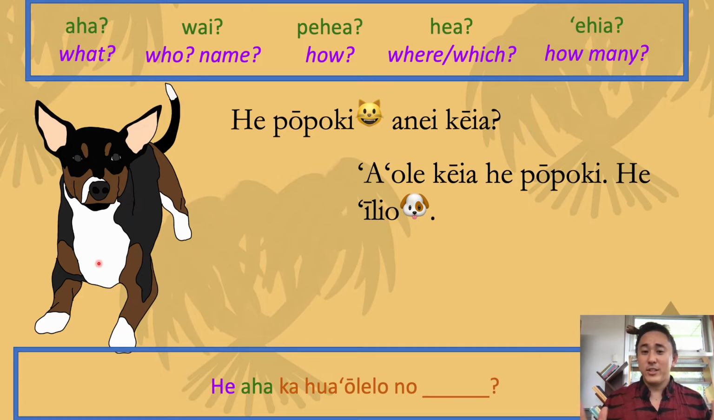And for you guys, just make sure you are responding the correct way. If it's in my space, aole ke na he popoki. He ilio ke na. But for me, it's always going to be ke ia in my space.